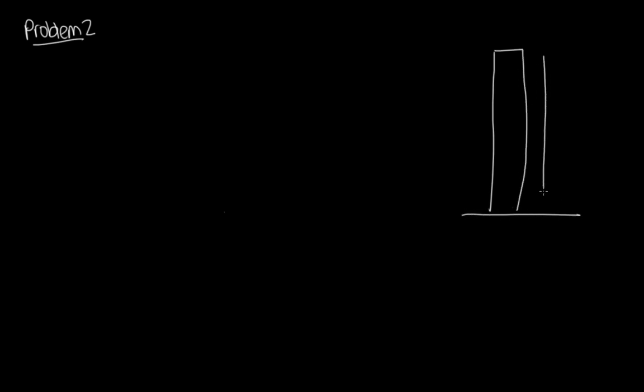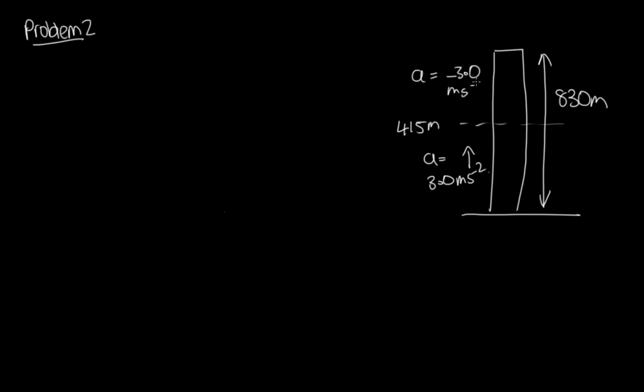Here's the building. It's 830 meters tall. So halfway up is 415 meters. So you have an acceleration of 3.0 meters per second squared for this part, and then an acceleration of minus 3.0 meters per second squared for this part. So this is an acceleration downwards because you're slowing down. And part A says, what is the maximum speed of the lift during the journey?